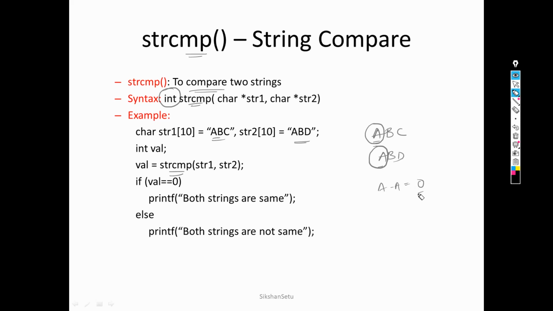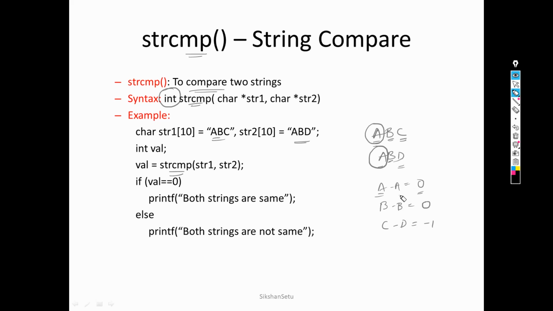Now if the result is 0, then it will take the second character from both the strings. So that gives you what? B minus b, that gives you 0. Now if the difference is 0, then the process will be continued. So it will take the third character, that is c. Here it is c, and in the second string it is d. So c minus d is what? That is minus 1.